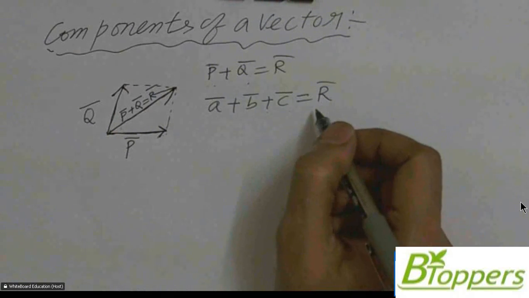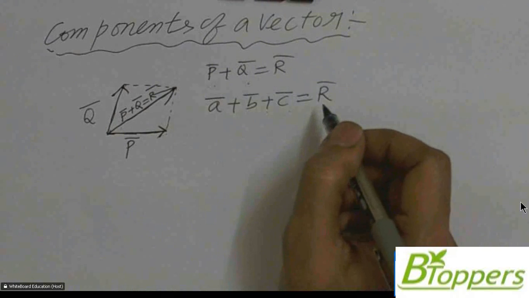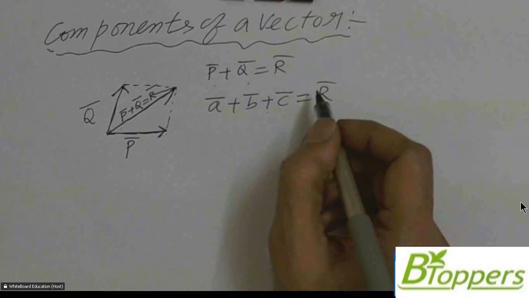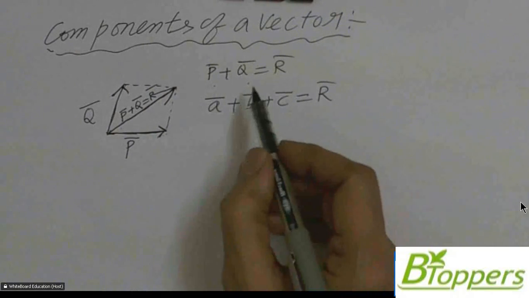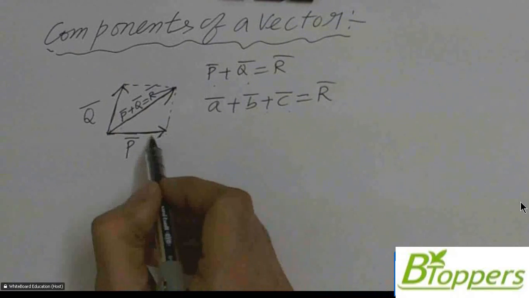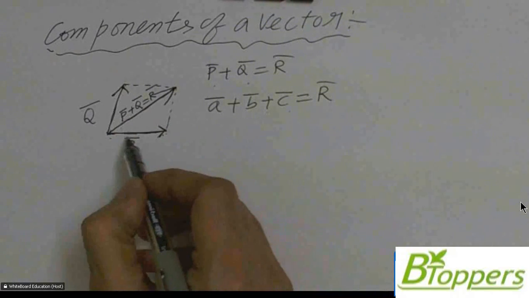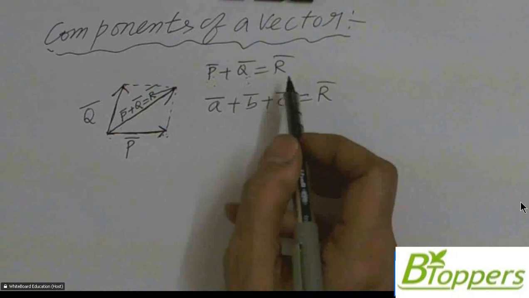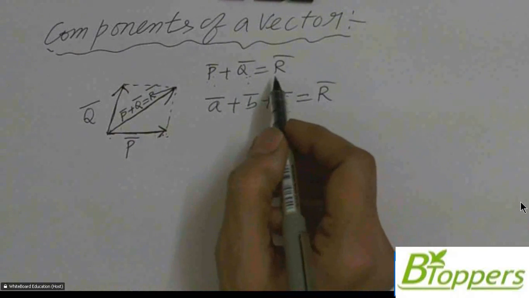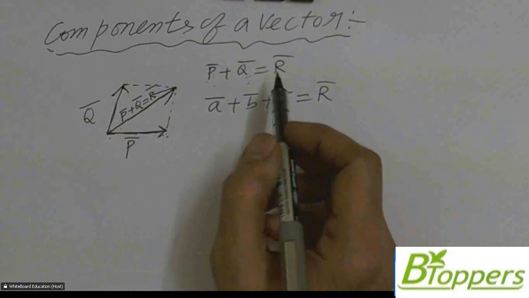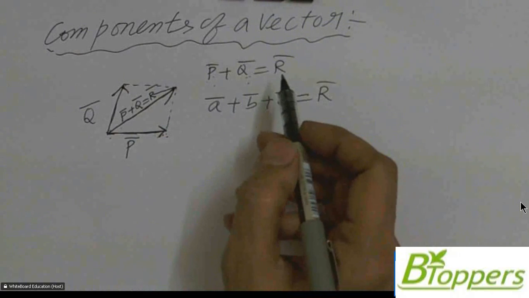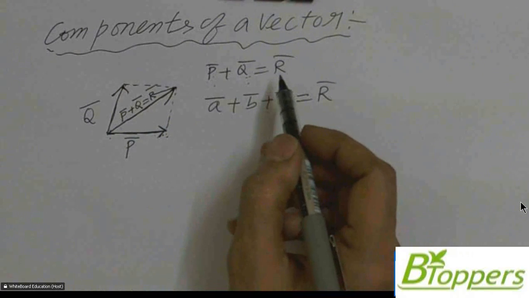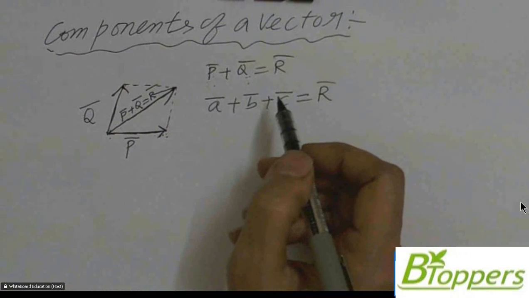Initially, in our applications, we discuss only two components of a vector. Therefore, in general, if the vector sum of two vectors, as shown in the figure, p bar and q bar gives you the vector r bar, then the two vectors p bar and q bar can be called the component vectors of r bar. So any two vectors whose vector sum gives you the vector r bar can be called the component vectors of r bar.